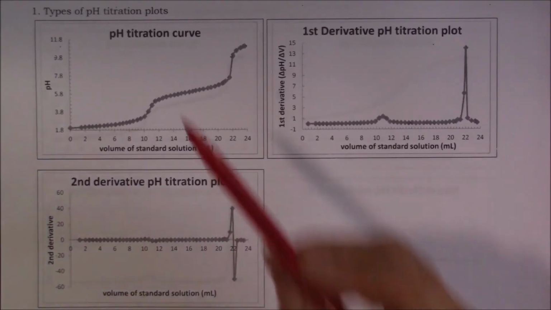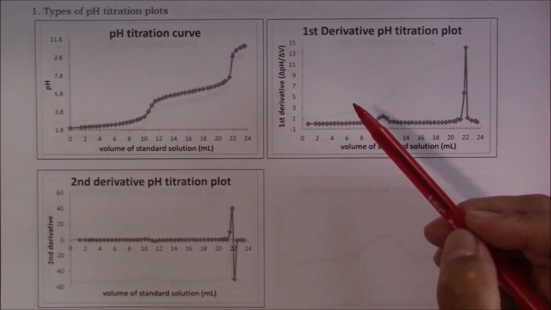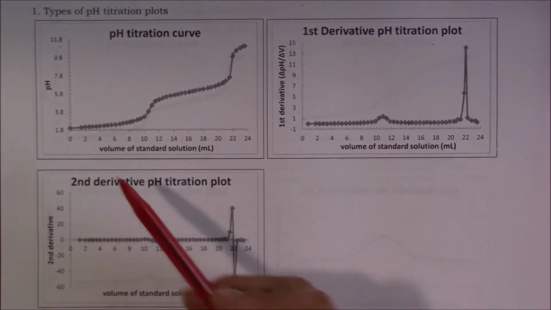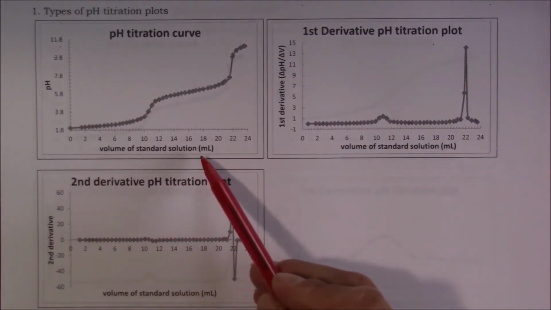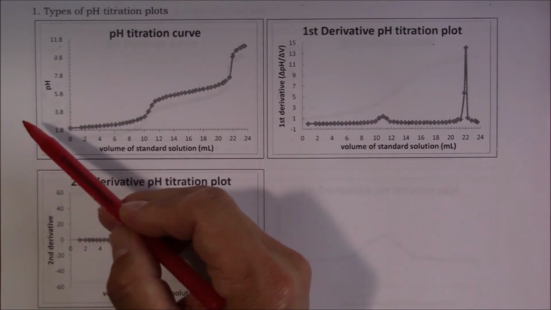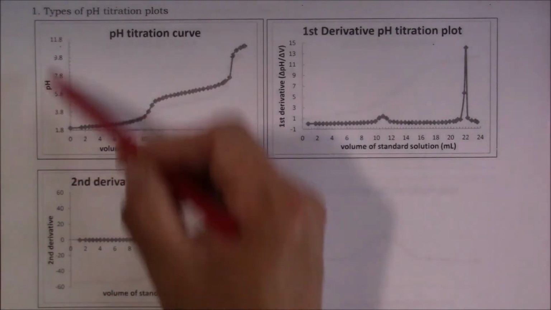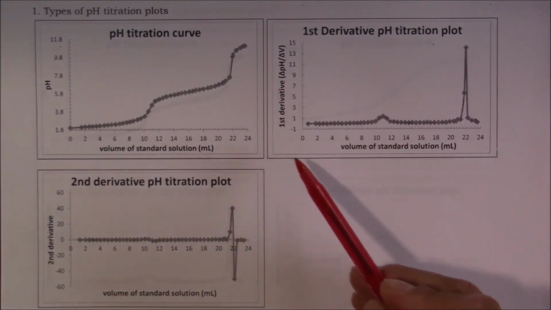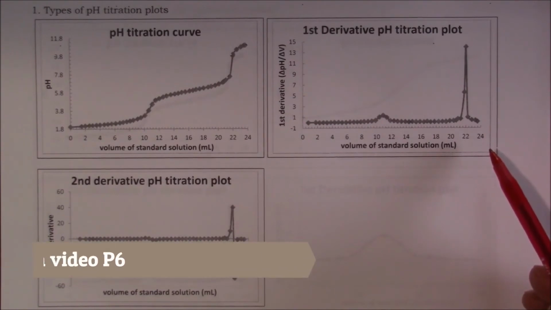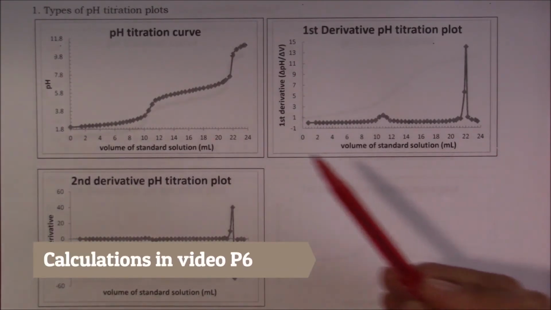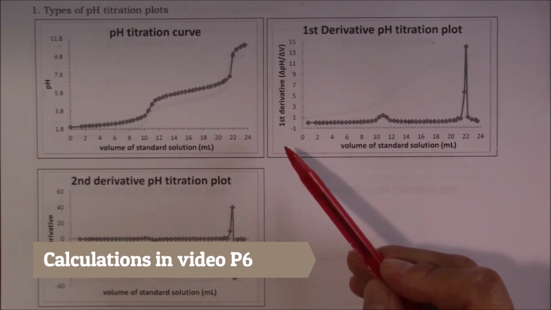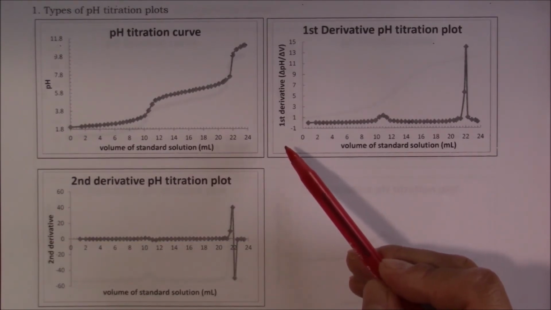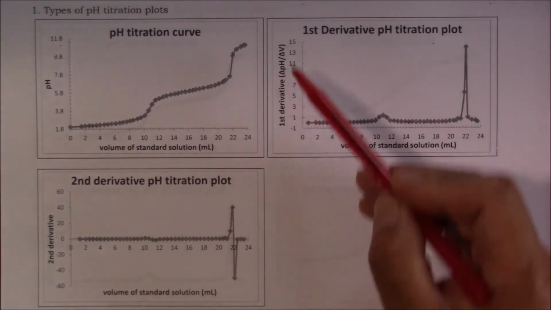As I told you a moment ago, there are three different types of pH titration curves or pH titration plots. For the first pH titration curve, we use the volumes of standard solutions we obtain from the experiment directly as the x-axis. We use the pH we obtain from the experiment directly as the y-axis. For the first derivative pH titration plot, we use volume 2 as the x-axis. I showed you how to calculate volume 2 a moment ago, right? I also showed you how to calculate the first derivative from the original data. We will use the first derivative as the y-axis.